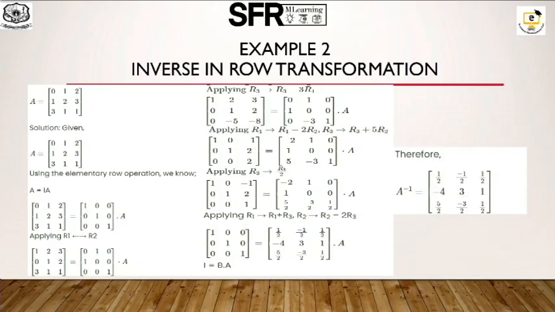For finding the inverse of a matrix, we can use the formula A inverse equals 1 by determinant of A into adjoint of A. For that formula, the determinant value should not be equal to 0, and only then are we able to find the inverse. But when using elementary transformations to find the inverse of a matrix, we do not need to find the determinant value of the matrix. We are just using the elementary transformations.